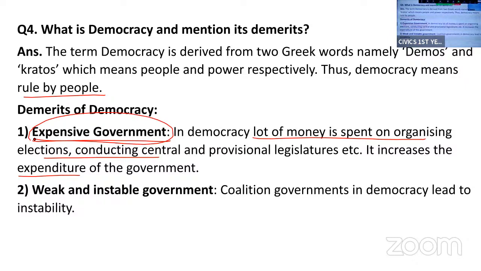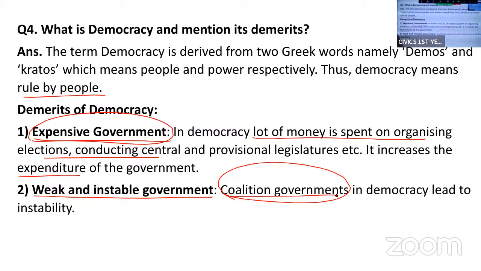Then there is another demerit of democracy. It is weak and unstable. In the modern scenario, there is a trend of forming coalition governments. So what are coalition governments? When a party doesn't get the majority in the legislature, it takes the support of other parties and they form the government. That is called a coalition government.